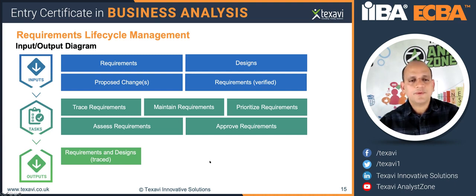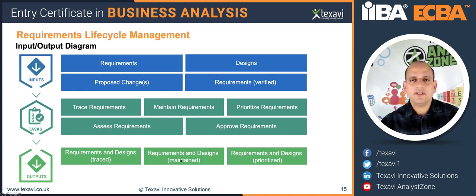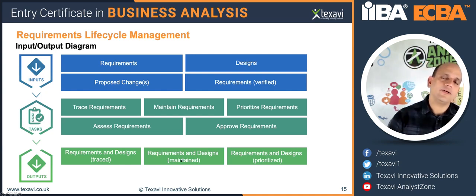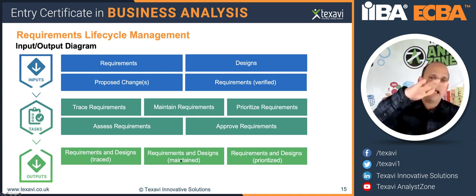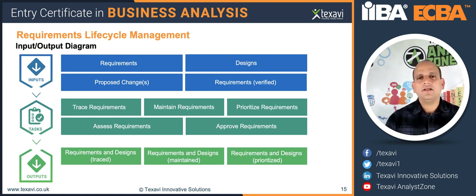So what are the outputs for this knowledge area? The requirements and designs, obviously traced and validated and verified, maintained requirements and design, and then obviously prioritized requirements. That's what we do in the backlog, right? In the context of Agile, we've got a product backlog, which is the laundry list of all the items, all the requirements, all the tasks, technical tasks, features, everything goes in there, defects and everything.